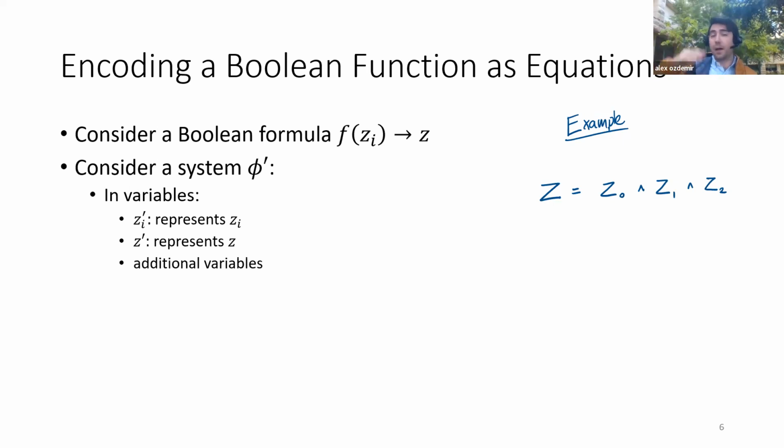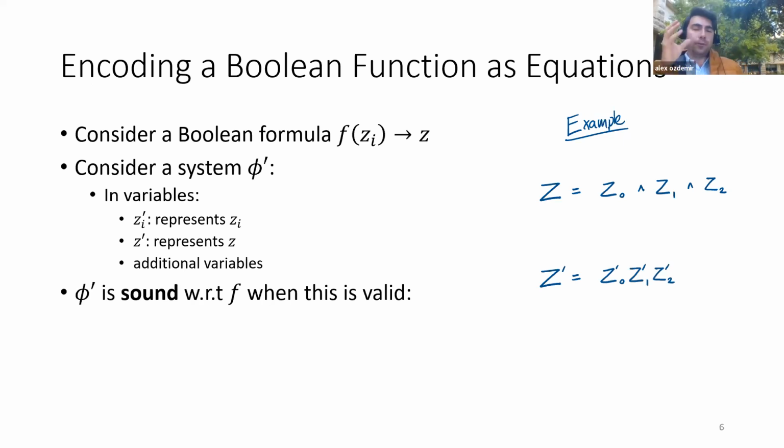And then, of course, there might be lots of other variables in the system of field equations, perhaps encoding intermediate values in the function, perhaps doing other stuff. And so our question is: what does it mean for phi prime to accurately represent f? And I'll show you just one of the conditions that we write down that checks for this. This is the soundness condition.